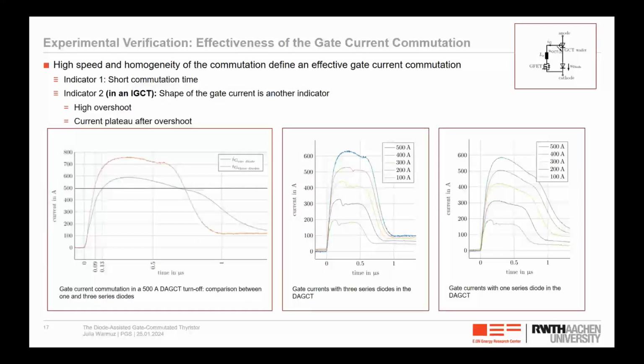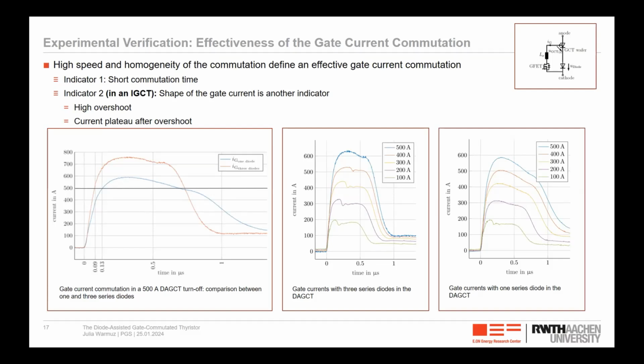There's another indicator that is especially often cited when the effectiveness of the commutation of an IGCT is looked at. That's the shape of the gate current. It's often cited that a high overshoot of the gate current and a current plateau after the overshoot mark an effective gate current commutation. So I wanted to show you that these indicators are also present in a DAGCT.